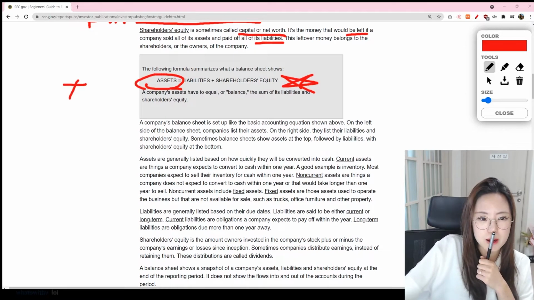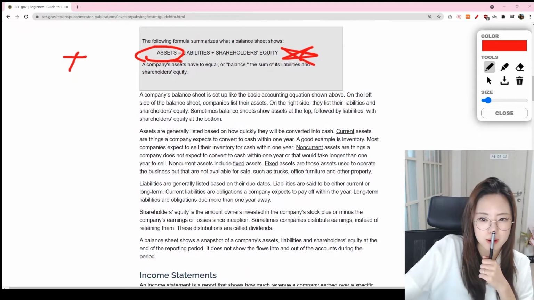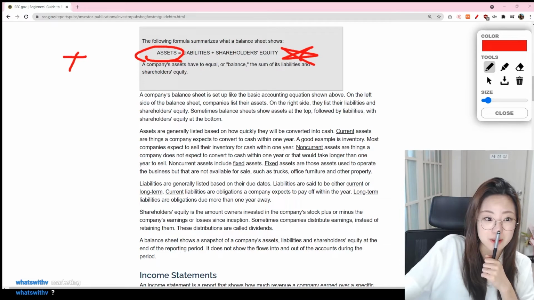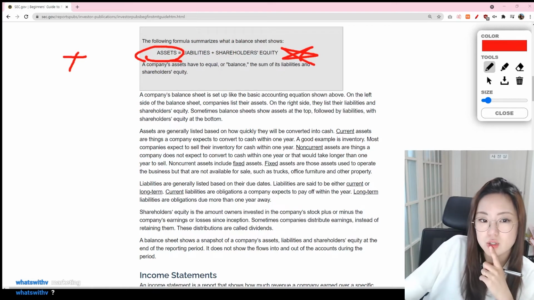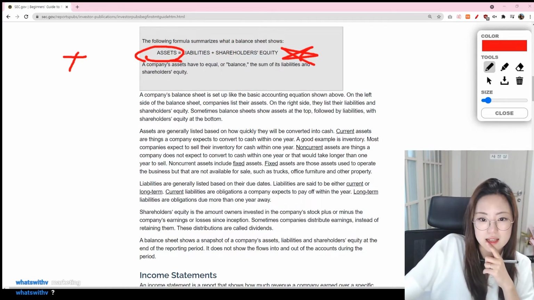So a company's balance sheet is set up like the basic accounting equation shown above. On the left side of the balance sheet, companies list their assets. On the right side, they list their liabilities and shareholders' equity. Sometimes balance sheets show assets at the top, followed by liabilities with shareholders' equity at the bottom.